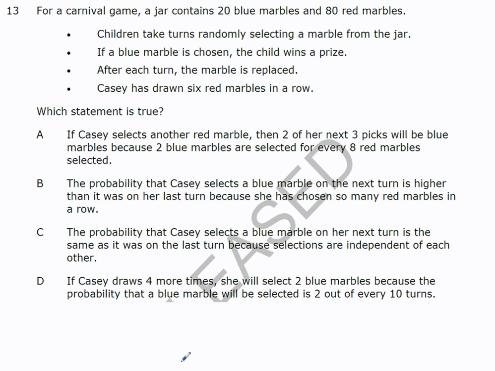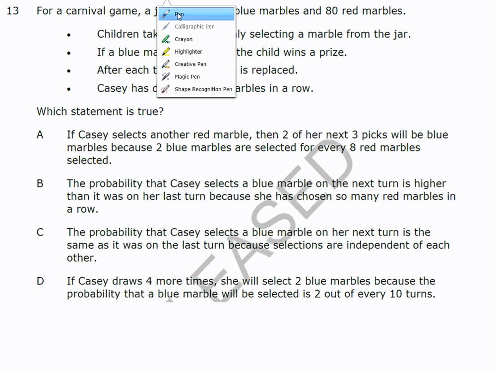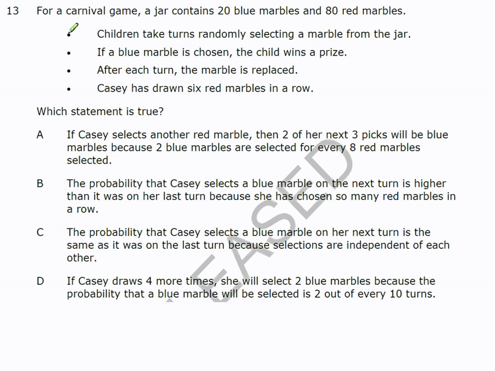Number 13. For a carnival game, a jar contains 20 blue marbles and 80 red marbles. Children take turns randomly selecting a marble from the jar. If a blue marble is chosen, the child wins a prize. After each turn, the marble is replaced. Casey has drawn 6 red marbles in a row. Which statement is true? All right, so in this problem, there are several things that we have to take into account.